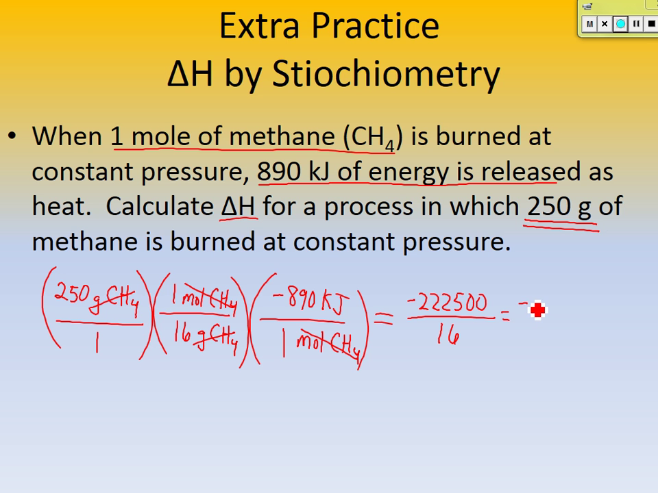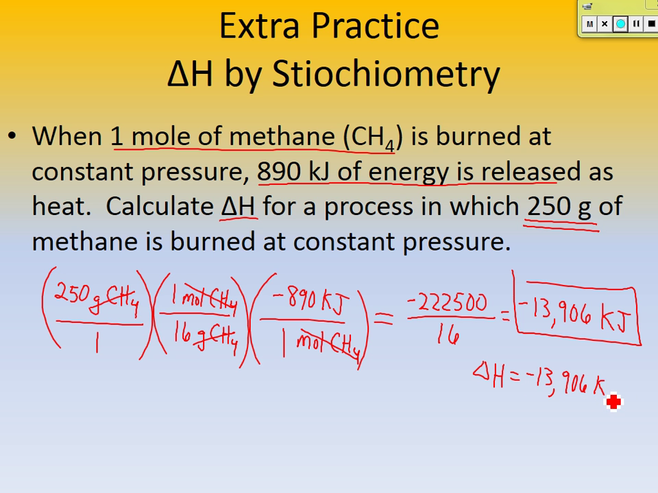And I get this, so a negative 13,906 kilojoules. 0.25 kilojoules, but I'm just going to leave that off. So that's my answer. So delta H for this reaction is equal to a negative 13,906 kilojoules. What does that mean? Is it endothermic or exothermic, guys? It's exothermic. That's releasing that much heat energy.